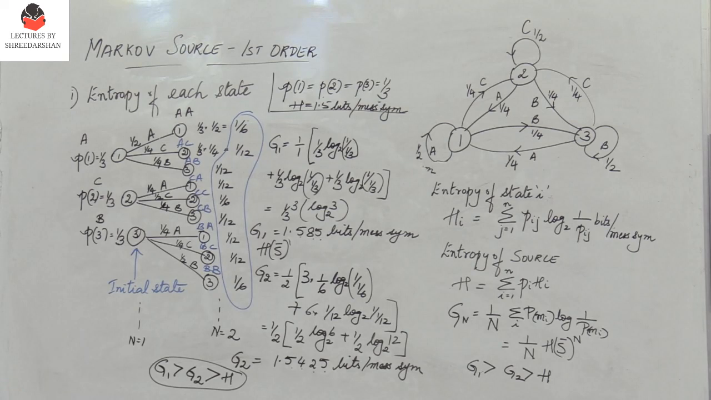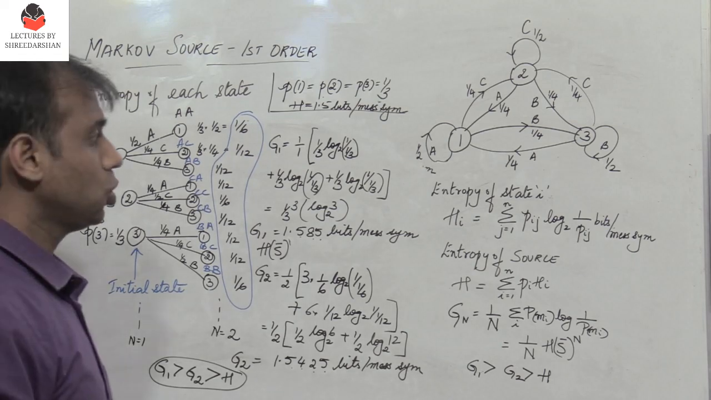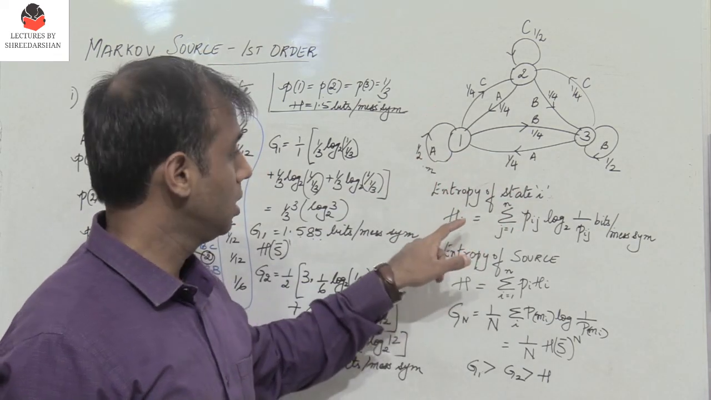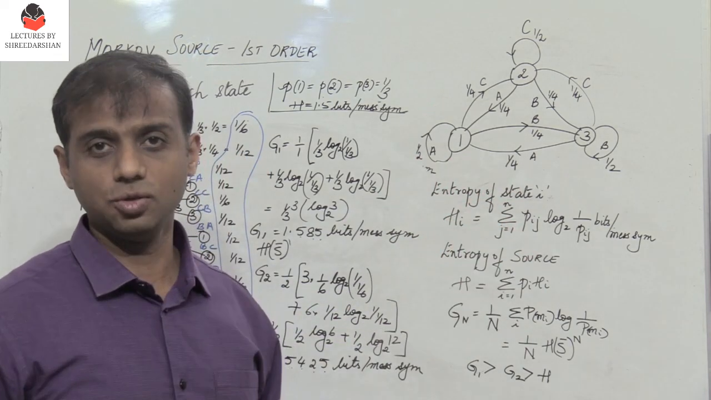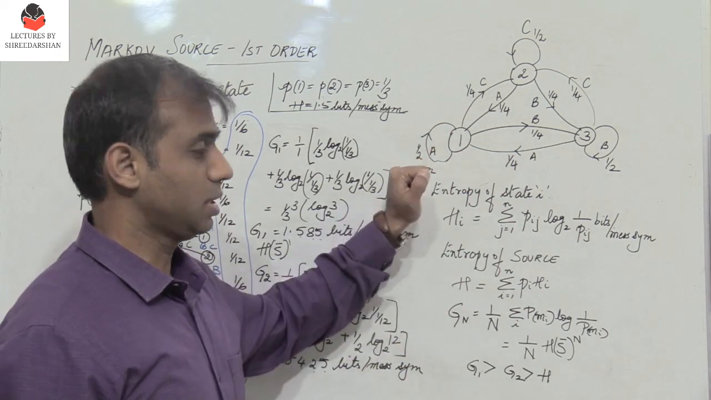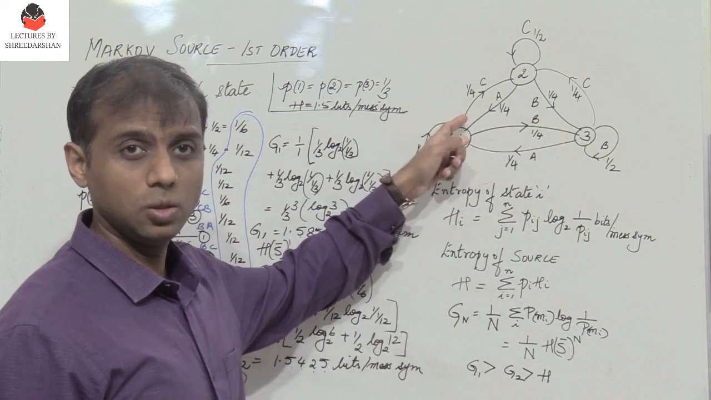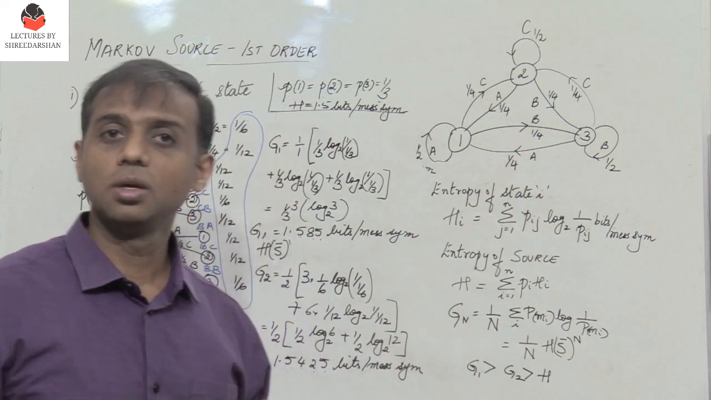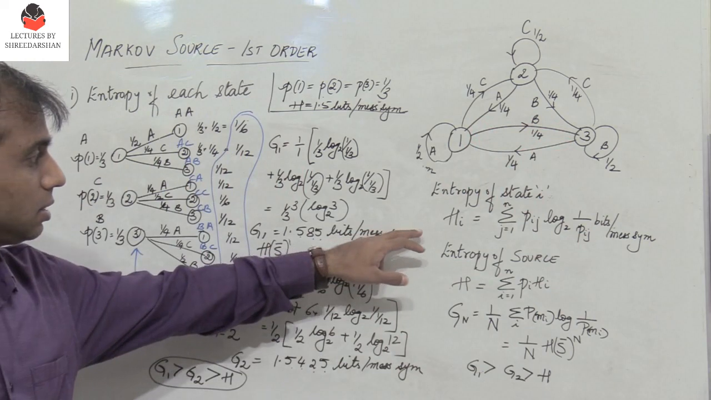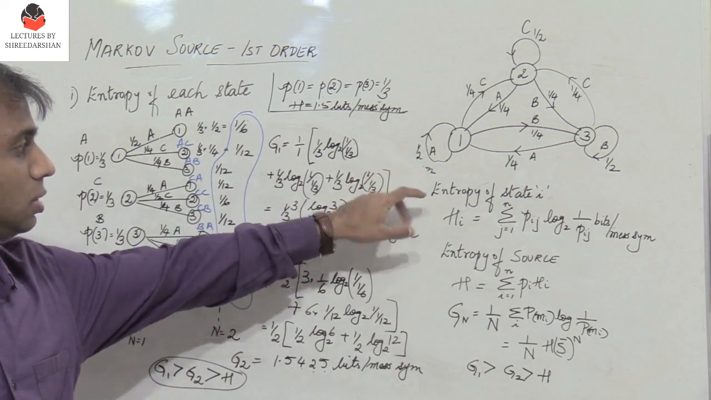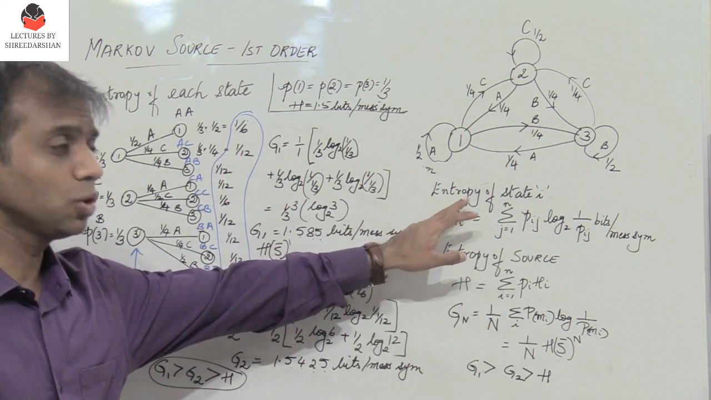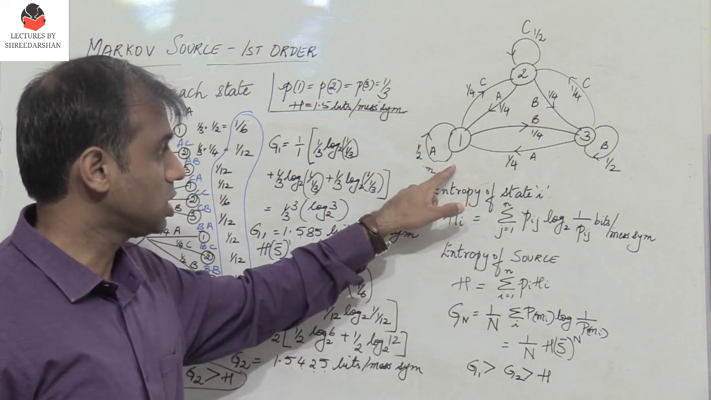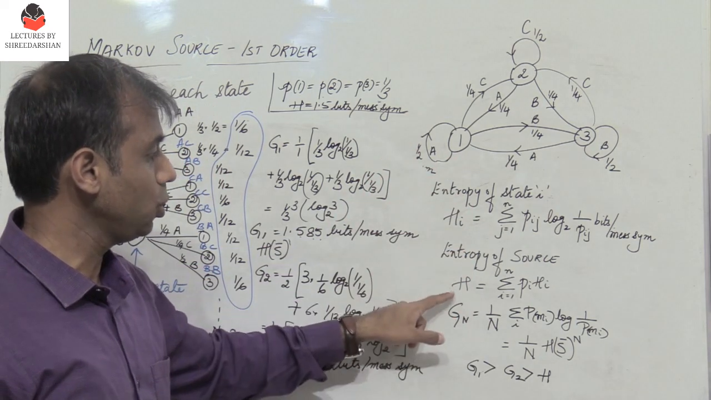Okay, so what have we done? We have actually found out the entropy of each state, that is state 1, 2 and 3, which is very easy. Find H1, H2 and H3 by considering these probabilities from state 1 to 1, 1 to 2, 1 to 3 and so on. Next, entropy of the source. We just have to multiply the state probability into the entropy of that state. Right? So the probability of the given state into the entropy will give you H.